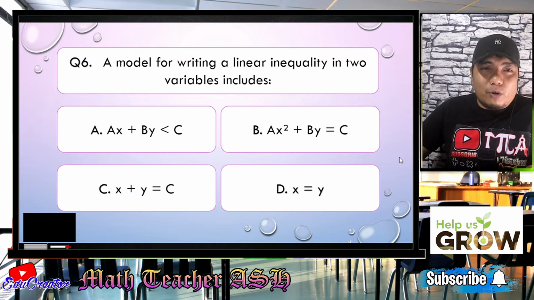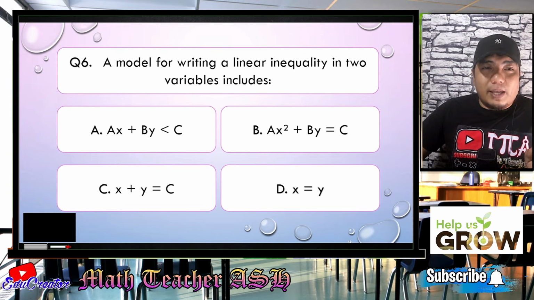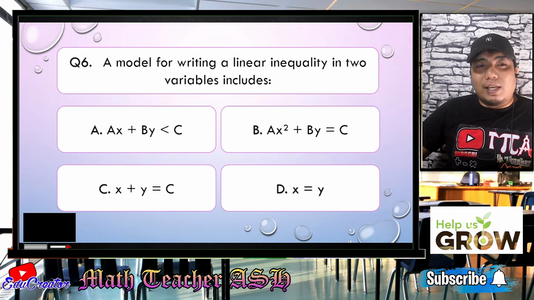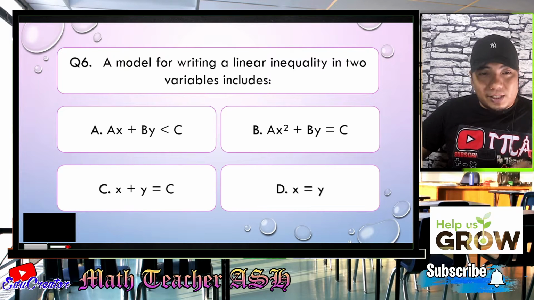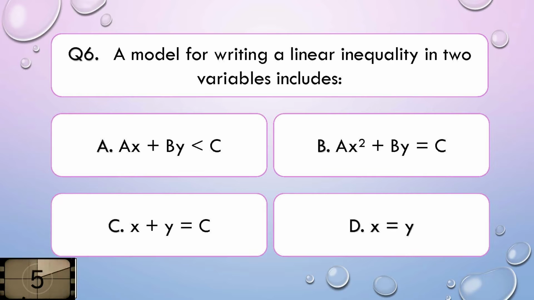A model for writing a linear inequality in two variables includes A, ax plus by is less than c, B, ax squared plus by is equal to c, C, x plus y is equal to c, or D, x is equal to y. I'll give you 5 seconds to think about your answer.